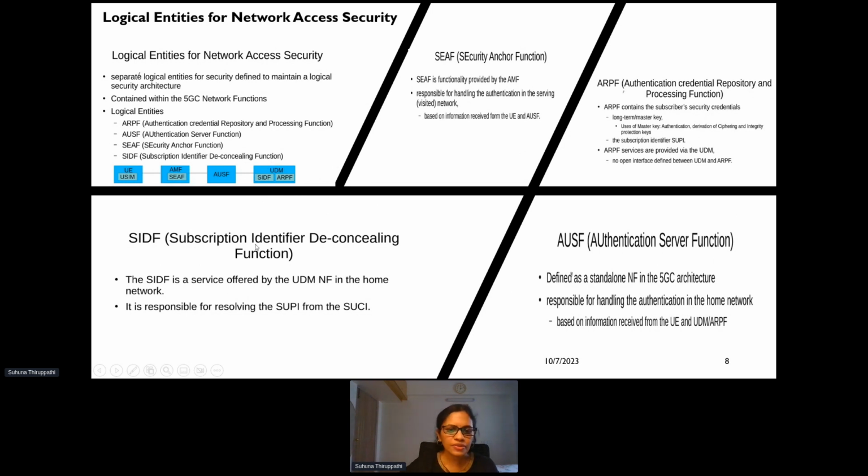Now let's come to the subscriber identifier deconcealing function. Subscriber identifier deconcealing function is the service offered by, again, UDM in the home network. It is responsible for resolving SUCI to SUPI. So in the previous slide, we have seen that the SUPI is the IMSI, which cannot be sent to the network as it is as a plain text message. It has to be encrypted. Using the encryption algorithm, the SUCI is derived. The SUCI is the one which is sent over to the network.